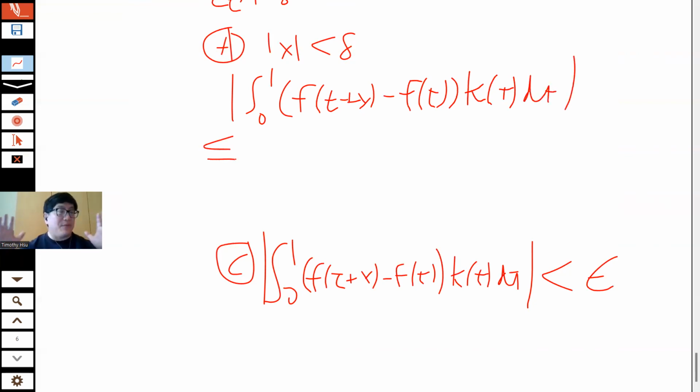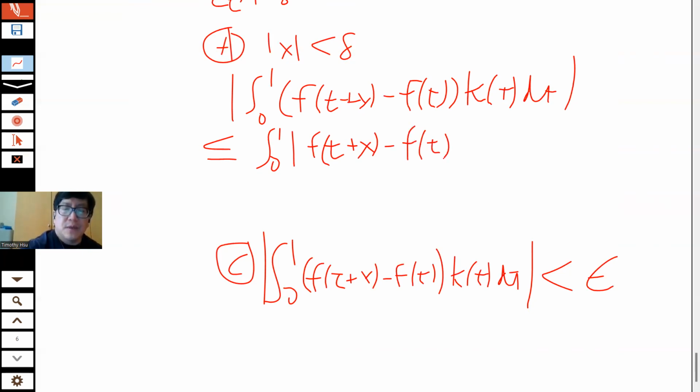Whenever you're trying to bound the absolute value of an integral, you might as well push the absolute value inside, because the worst possible case is going to be when everything's positive anyway. So you might as well push the absolute value inside, with k of t dt, because that's the worst case scenario anyway.